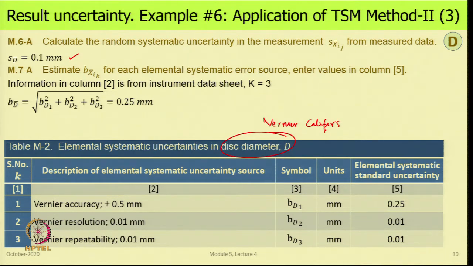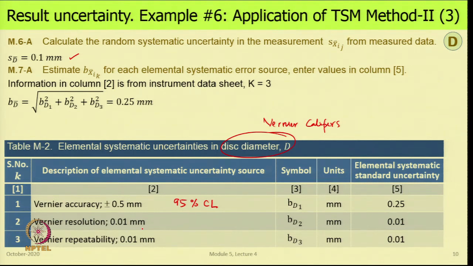And from information from the web about different manufacturers and what they have reported and what their instruments do, here are some typical values. The vernier accuracy is plus minus 0.5 millimeters, and the symbol for that is BD1. This is an elemental systematic uncertainty, and this is 0.25, which is half of this value, because we are going to take these values at 95% confidence level.